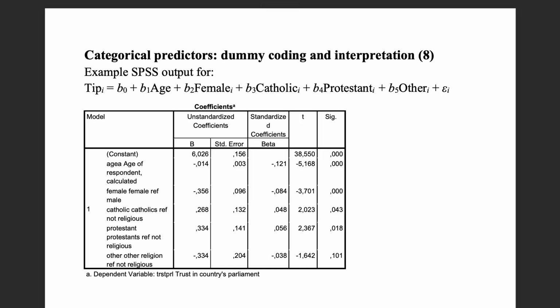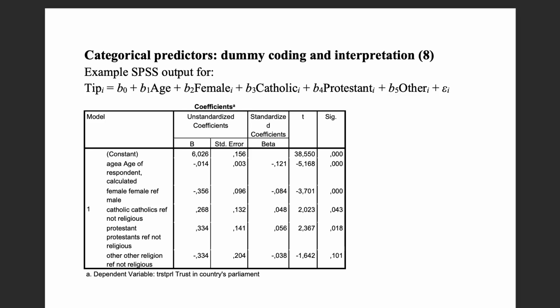So let's look at a much more elaborate example. Now I've re-estimated my model for trust in parliament and now included age as a continuous variable. I included the dummy variable for female, and I also included the dummy variables that I created for religious denomination. So now I have a much more elaborate model. Maybe I want to control for differences in age, and I want to test hypotheses about both gender as well as religious denomination. So great, awesome. We can throw all of these different variables into our regression model.